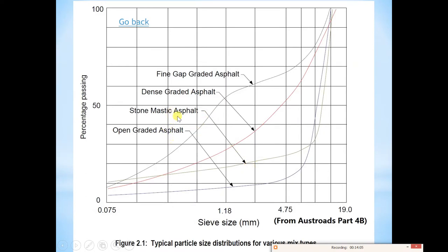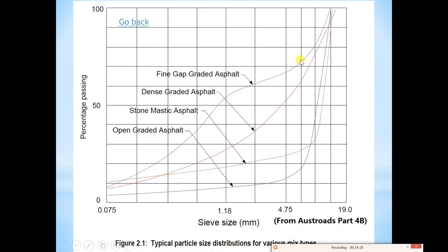For the dense, okay, we've talked about the dense graded asphalt. The fine gap graded asphalt, this one is the reverse of the stone mastic asphalt.